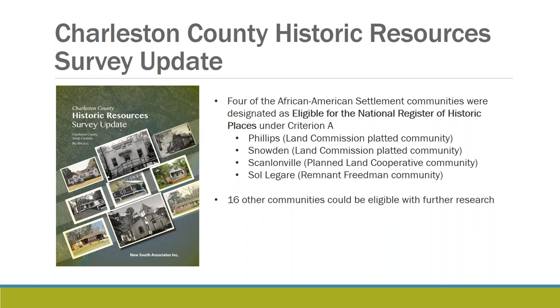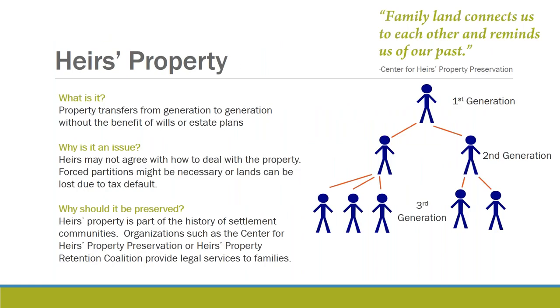As part of the Historic Resources Survey update, it was determined that four of the African American settlement communities were eligible for the National Register of Historic Places under Criterion A, which highlights the community planning and development for retaining various settlement patterns established decades following emancipation, and the Black ethnic heritage for the Gullah Geechee heritage. The resources survey update also noted that 16 other communities could possibly be eligible for the National Register with further research.